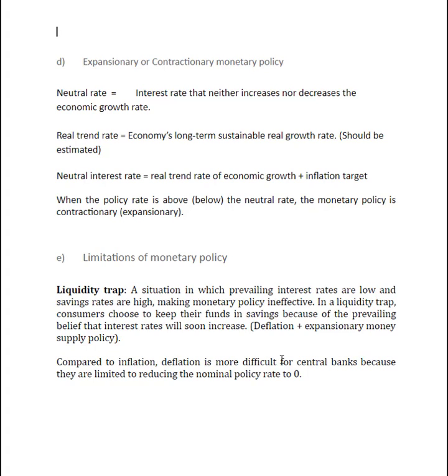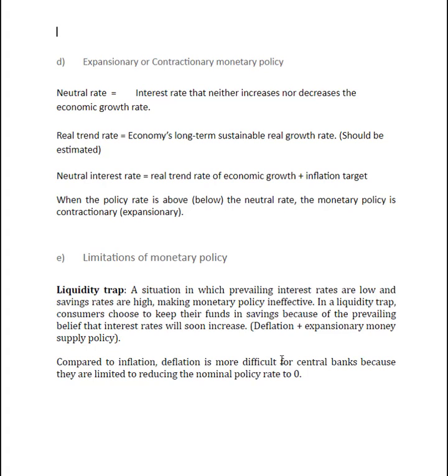The neutral interest rate is a sum of the real trend rate and the inflation target. The real trend rate is the economy's long-term sustainable growth rate, which an economy wants to maintain. It could be 3% for a developed country. For a developing country like India and China, it could be 6%, 7%. That's the real trend rate the country has in mind, plus the inflation target, which may be 1 or 2% above and beyond that.